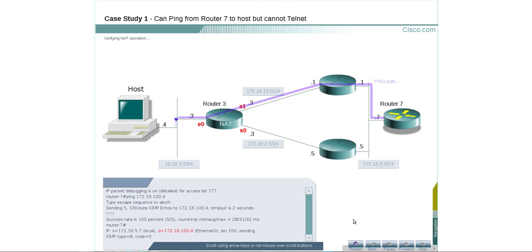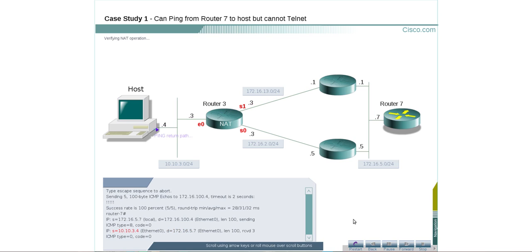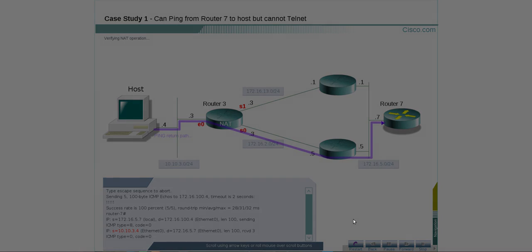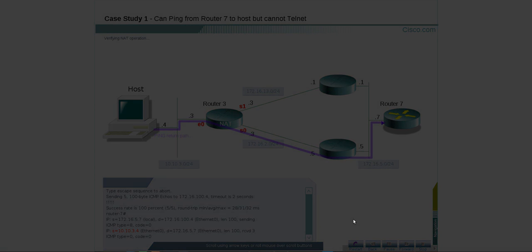The first packet we see is the ICMP echo packet sourced from router 7, destined to the inside global address for the host of 172.16.100.4. Then we see the return packet from the host. Looking closely at the debug message, we notice that the source of this packet is the inside local IP address of the host. This means that router 3 did not translate the packet as we thought it would. This exchange of packets continues.